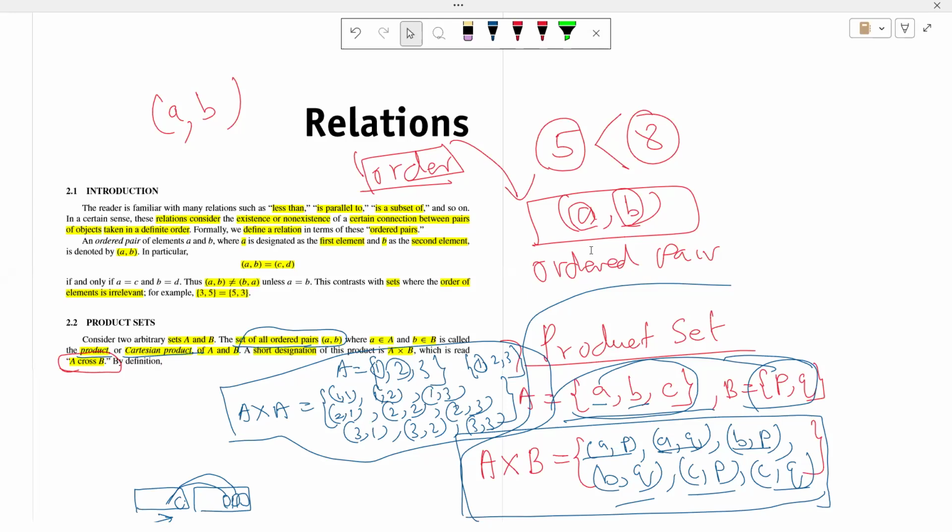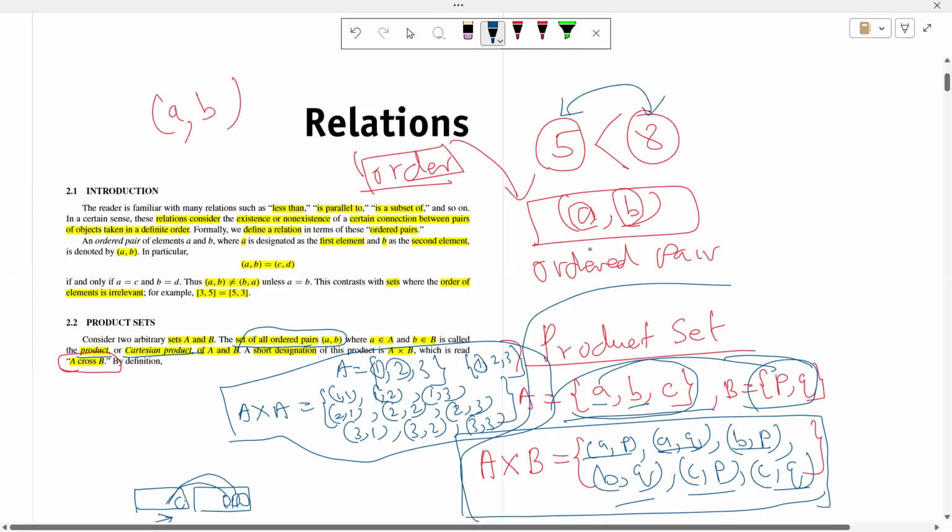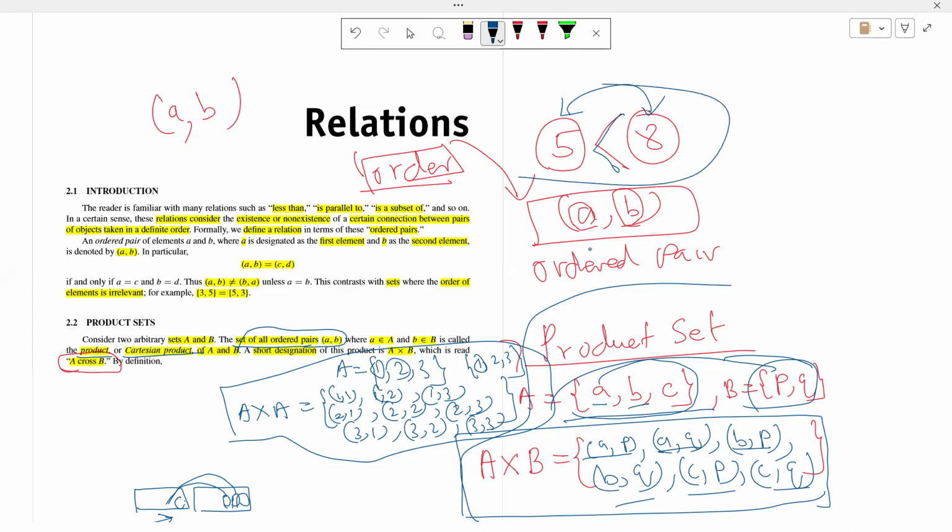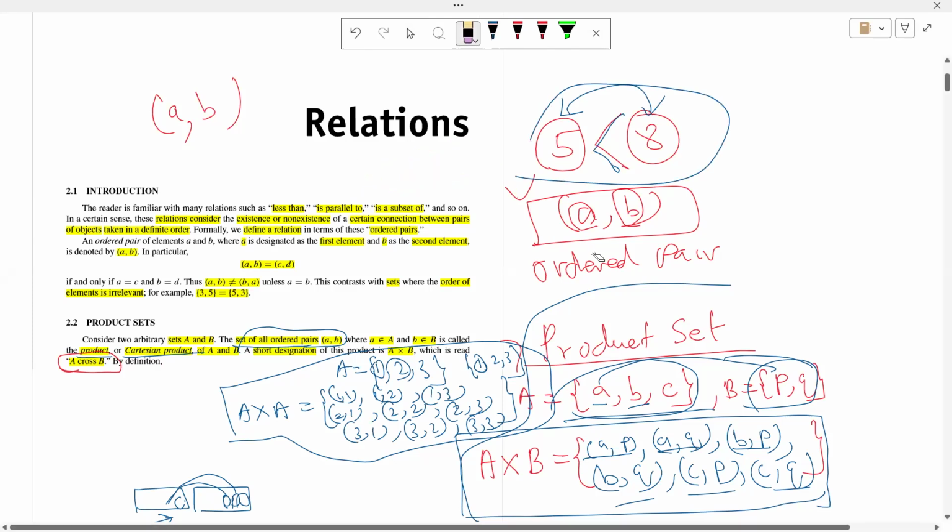Similarly, in mathematics we have different relations. If you have two numbers, you can find out which one is the largest. So this is a relation between these two numbers, 5 less than 8. This is one relation.